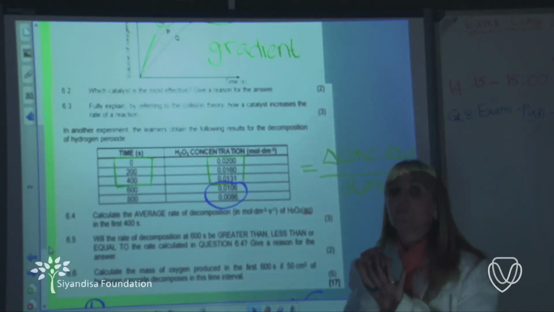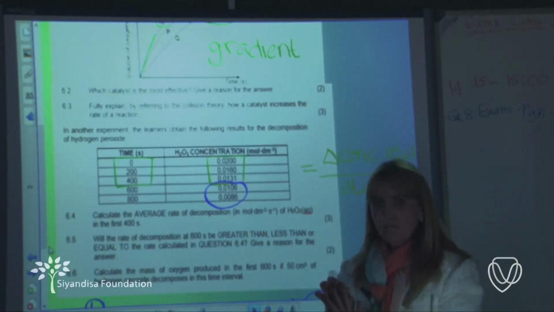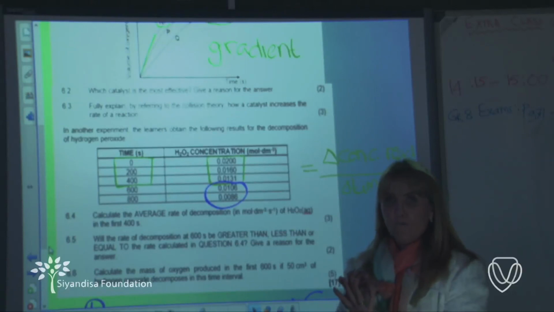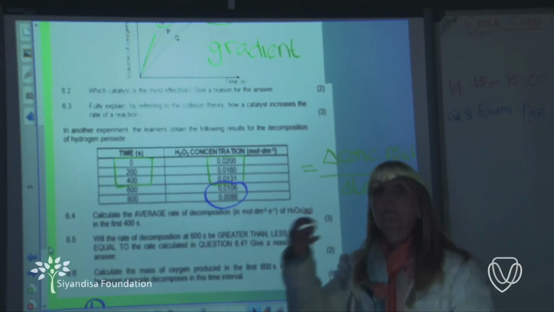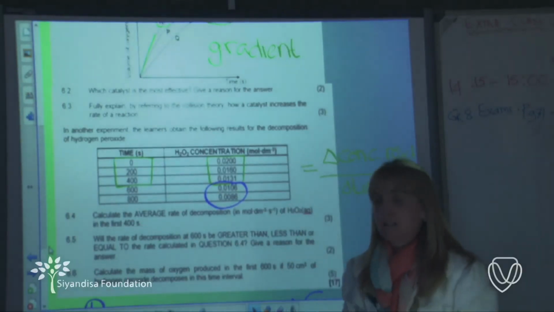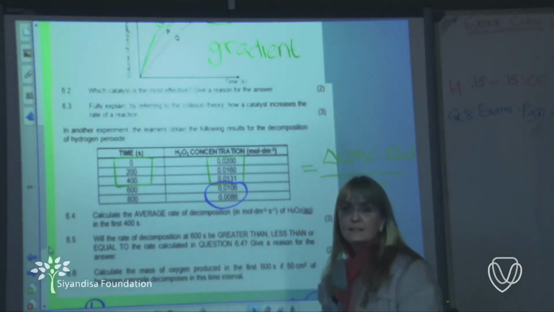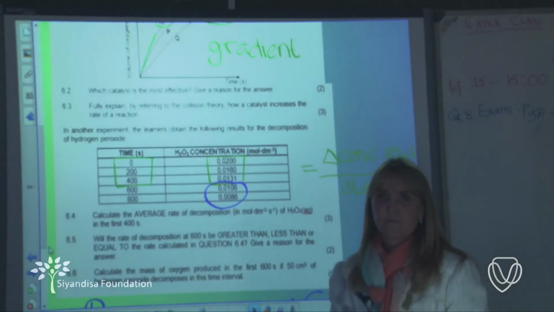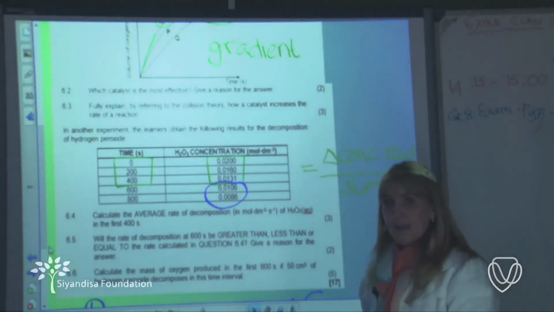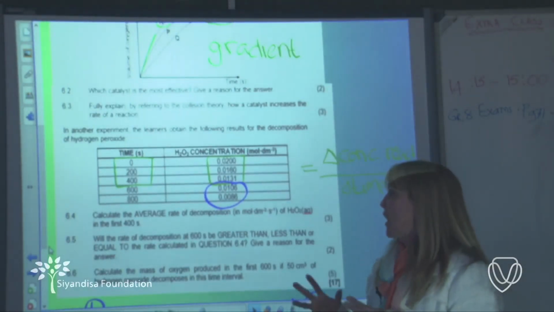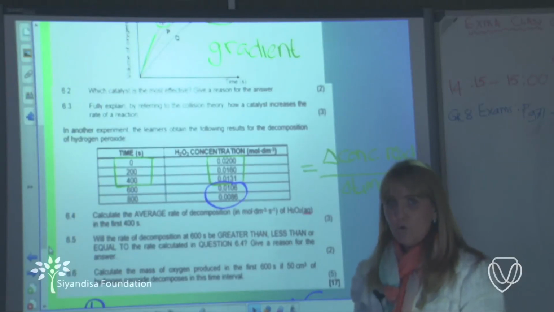Then you use your mole ratio from your balanced equation. And then step 4, convert your number of moles back into what is being asked. So in this case, you convert your number of moles back into the mass of oxygen produced. So I'm going to leave you with that one. The answer will be given on the board.